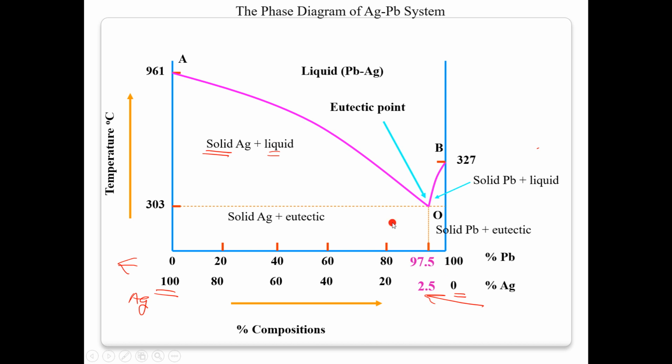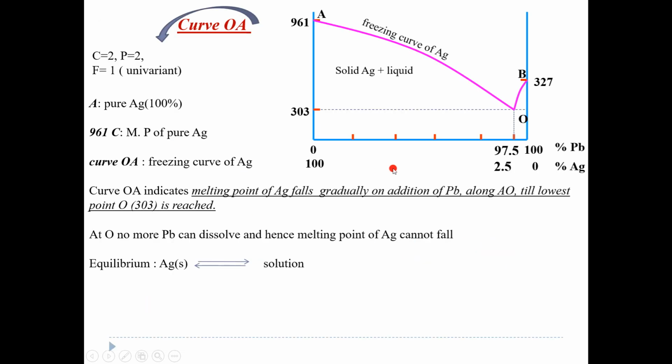Okay, so on the left hand side of this eutectic you have solid silver and eutectic. So below 303 there is this eutectic system, and depending upon the composition you have silver. So see, from this side over here, silver is more, no? So we have solid silver and eutectic system. On this side there is more percentage of lead, so you have solid lead and eutectic system. This is how we understand the silver lead system.